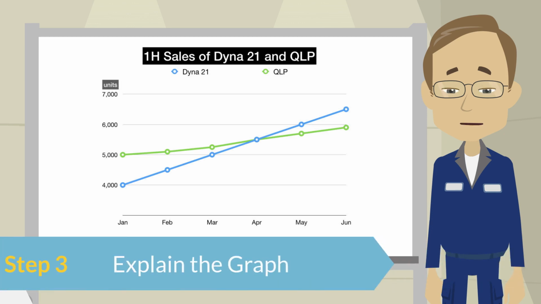As you can see, the QLP was outperforming our Dyna21 at the beginning of the year. However, sales of the Dyna21 grew at a faster rate than the QLP, and the sales of the 2 products were the same in April. The Dyna21 continued to outperform the QLP in May and June and finished about 600 units higher.